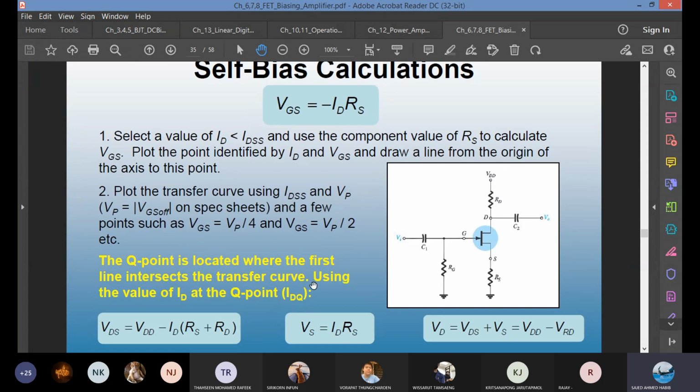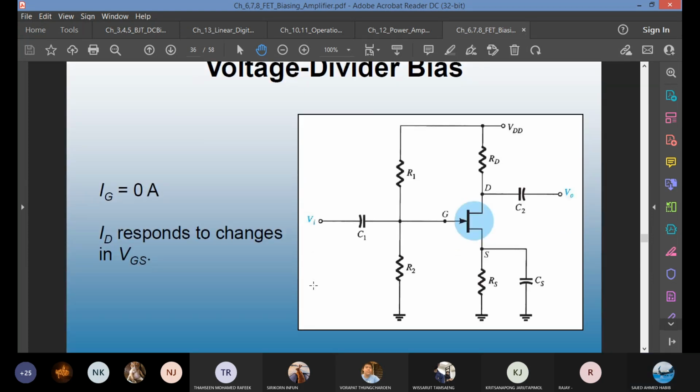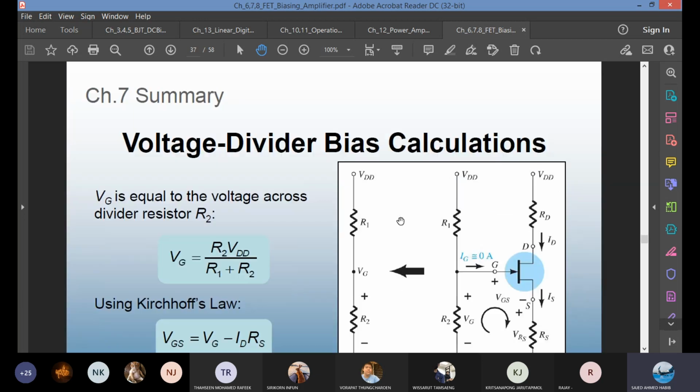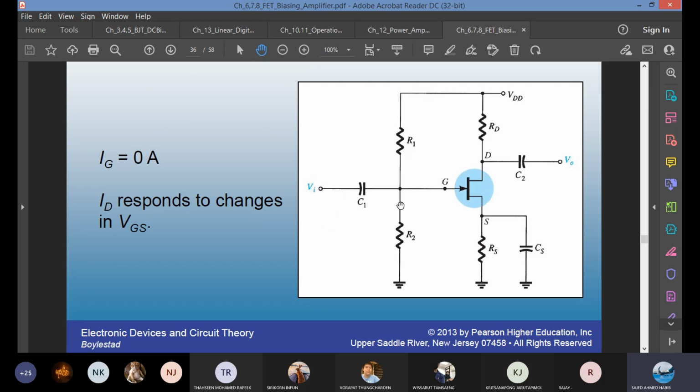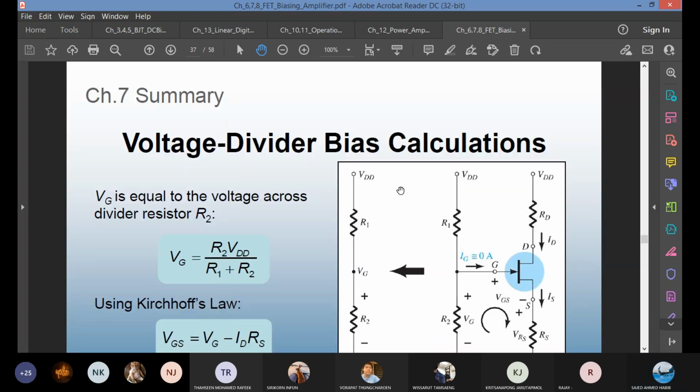You can see the equations. You have to plot at least 2 points and draw a straight line. For a voltage divider, we also assume IG is 0. So no current is going through here. This one creates a voltage divider connection. VDD R2 divided by R1 plus R2, that's the voltage at VG, point G. The rest you have to solve using Kirchhoff's law.